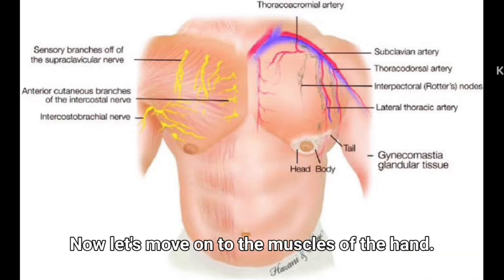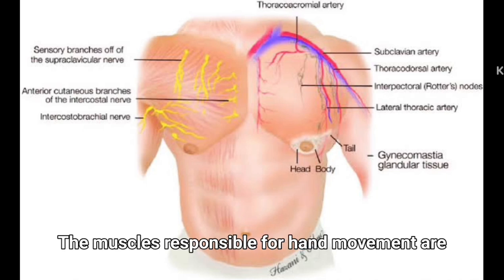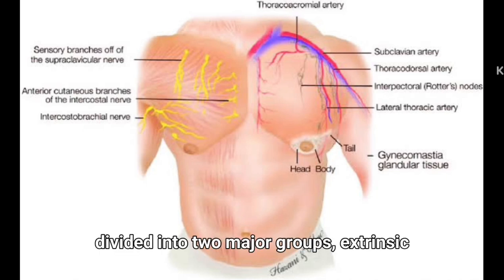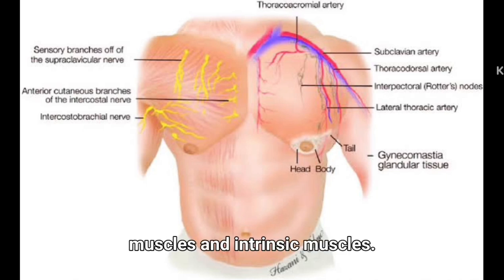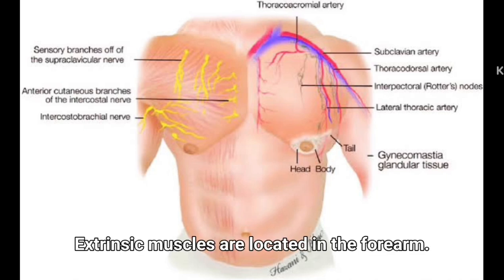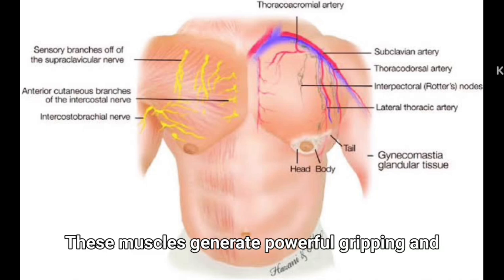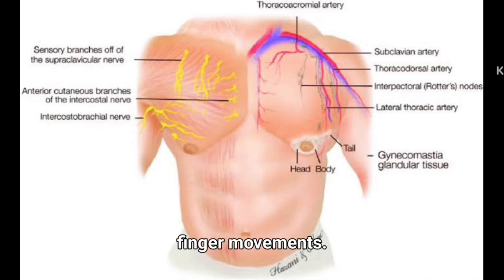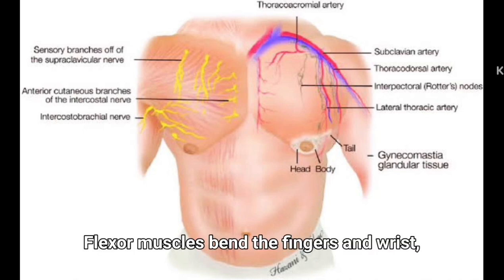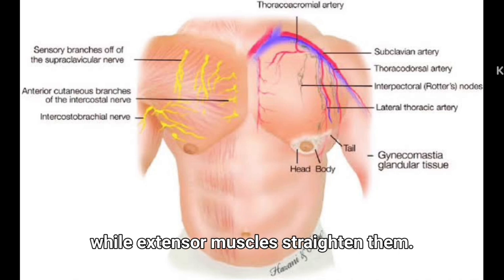Now let's move on to the muscles of the hand. The muscles responsible for hand movement are divided into 2 major groups: extrinsic muscles and intrinsic muscles. Extrinsic muscles are located in the forearm. Their tendons extend into the hand to produce movement. These muscles generate powerful gripping and finger movements. Flexor muscles bend the fingers and wrist, while extensor muscles straighten them.